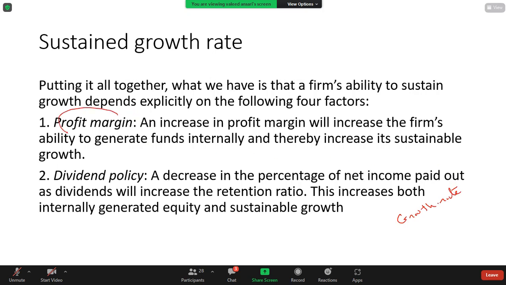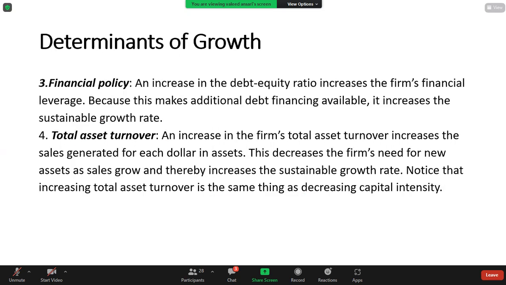If you are getting a high profit margin, one can use internal funds. And then dividend policy is important. How much of this earning is paid as dividend, and how much is retained. Retention means that you use the money for further investment, and then how much debt and equity is used. And the finances become available like debt, and how efficiently we are using the assets. So these are the determinants of long-term growth rate, like in the dividend discount model.